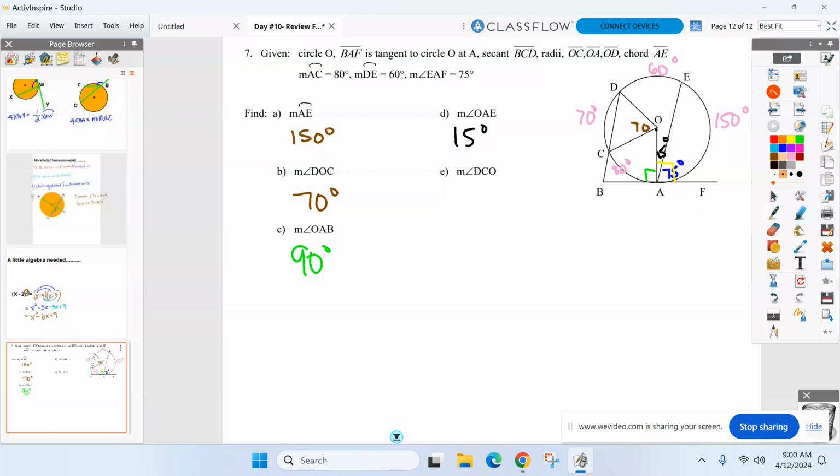Notice no circle fact there. Just plain old school unit 1 or 2 geometry. Ooh, you ready for DCO? This is the toughest one, I think, of all of them. And this is why I'm doing the problem with you. DCO.